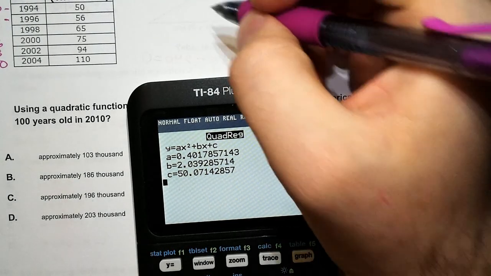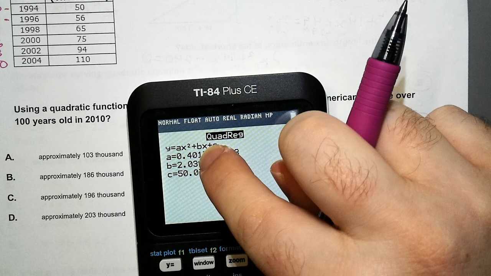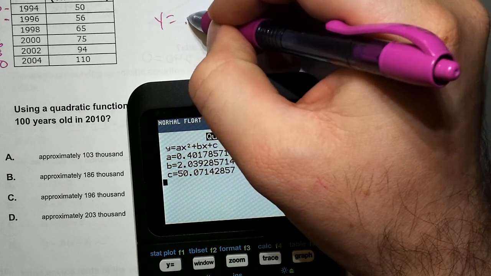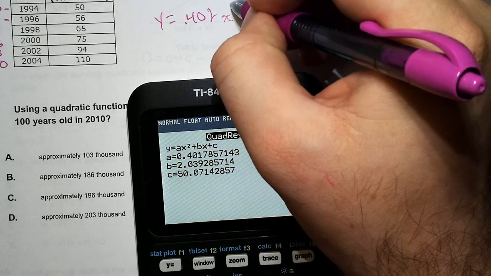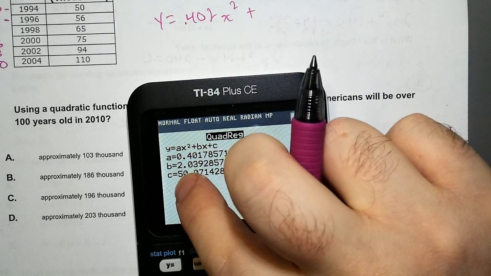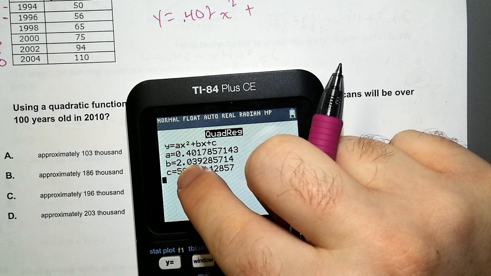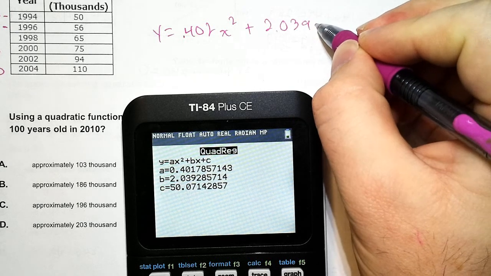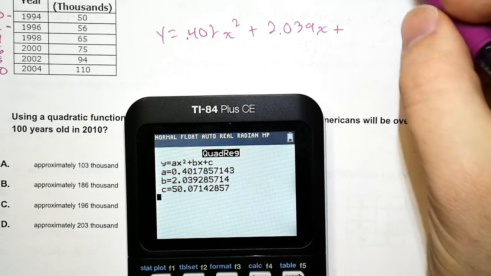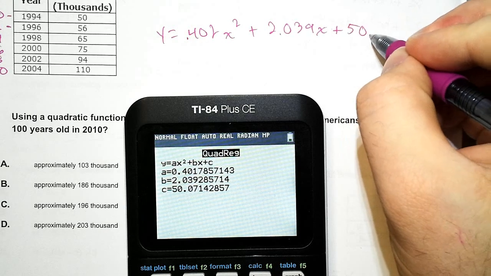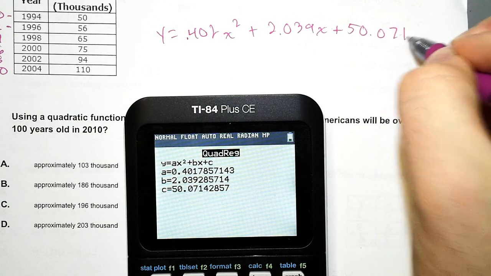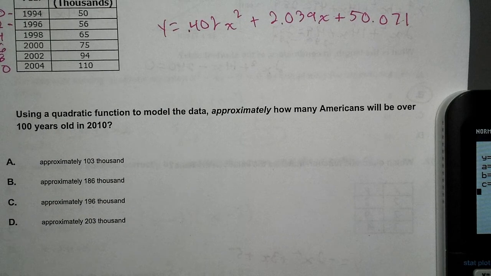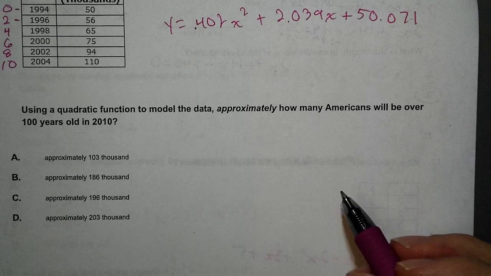A is going to be 0.401. Let's go ahead and round that up to 2. So y equals 0.402x squared. Plus, because our b is positive, 2.039x. Plus, and our c was 50.071.